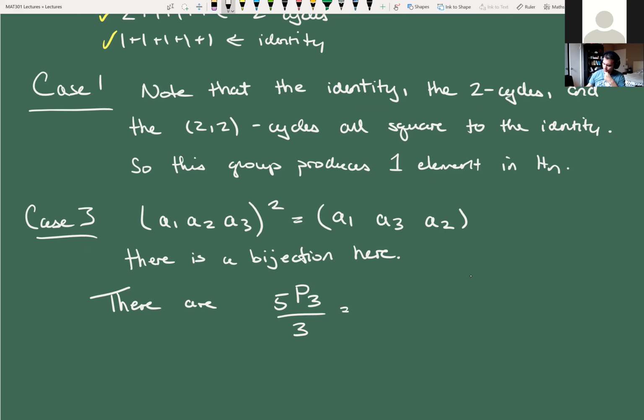What is this? 5 factorial. Well, let's just write it out. 5 factorial divided by 2 factorial times 3. So that's 120 divided by 6. So that's 20.